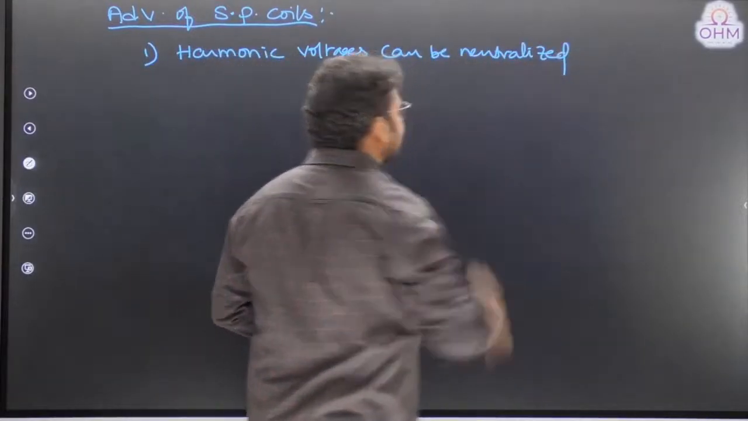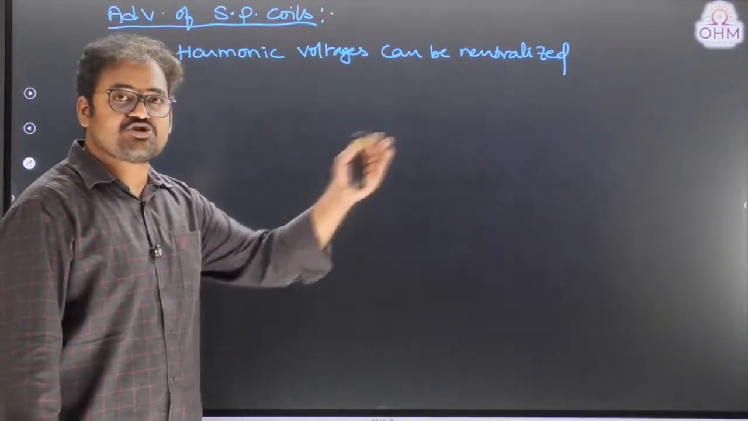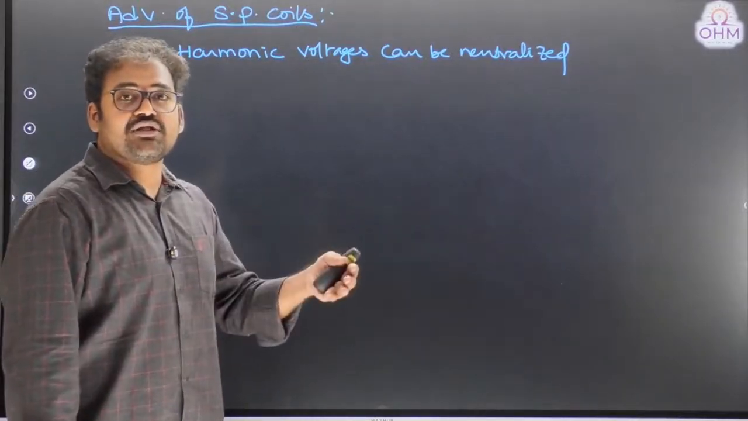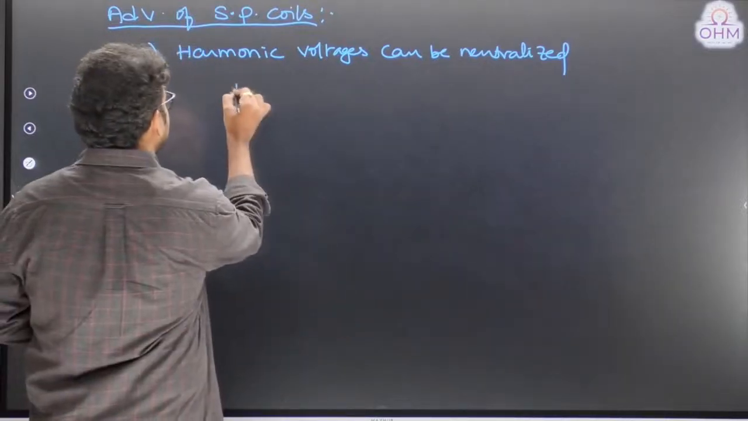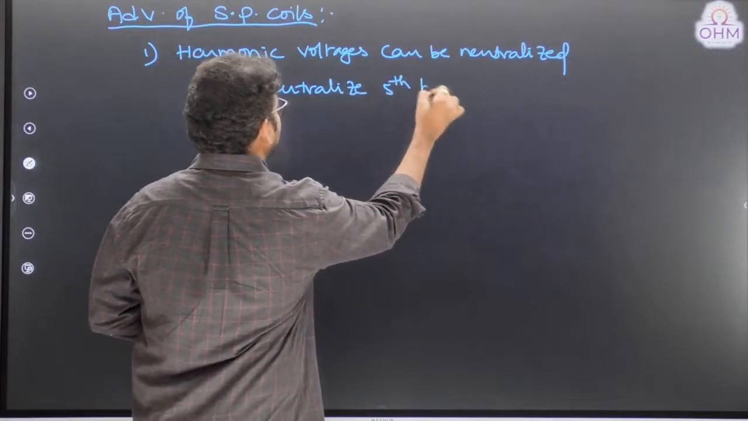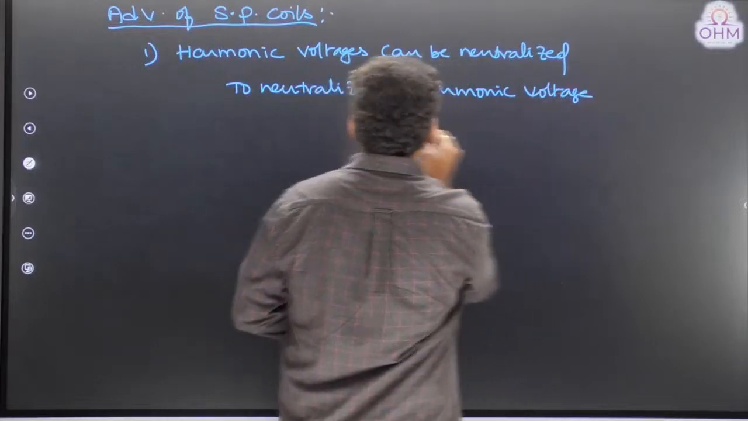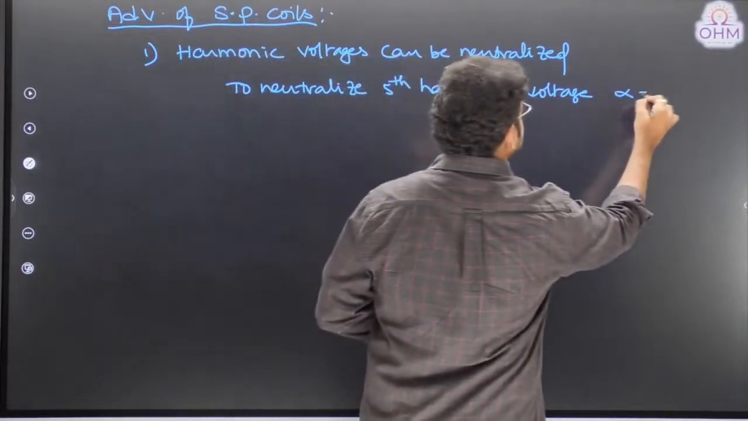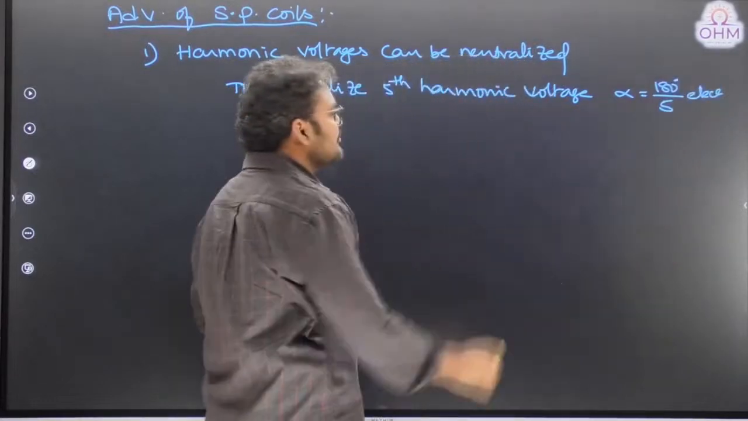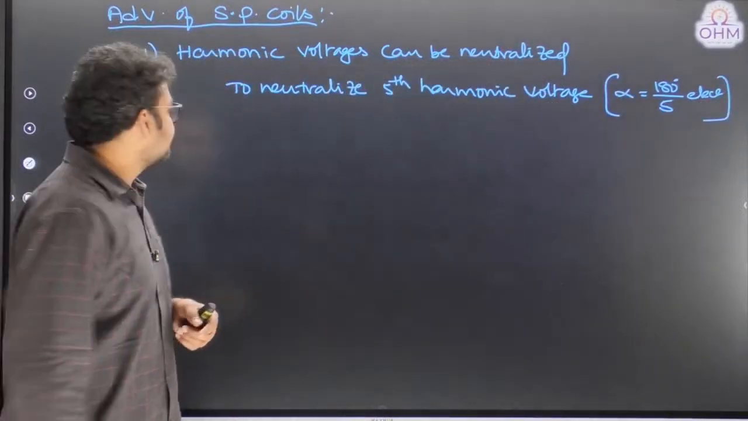Harmonic voltages can be neutralized. How can we neutralize harmonic voltage? Very simple: pitch factor selection, the short pitch angle selection. What is the short pitch angle required to neutralize fifth harmonic voltage? To neutralize fifth harmonic voltage, the short pitch angle required is alpha equal to 180 degrees by 5 electrical angle. If you use this much short pitch angle, then fifth harmonic voltage can be neutralized.